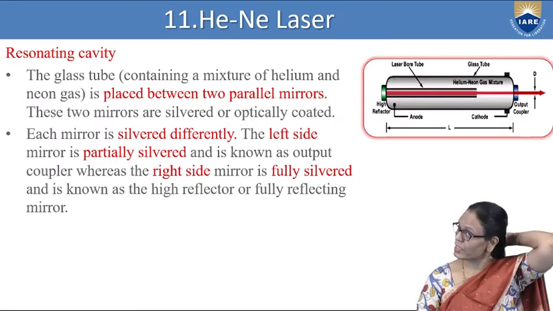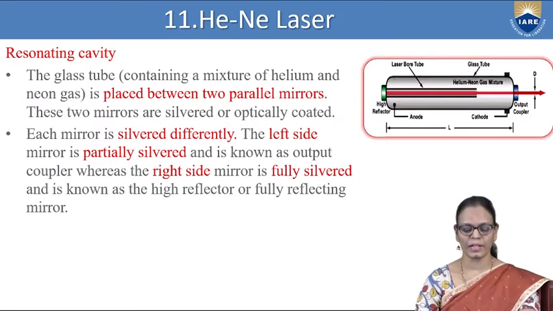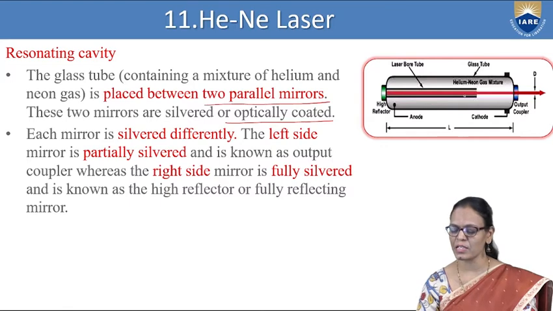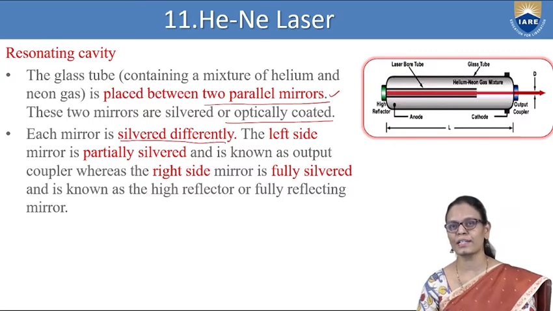Now coming to the resonating cavity. The glass tube containing a mixture of helium and neon gas is placed between two parallel mirrors. And these mirrors are coated. They are silvered or optically coated. So the tube in which we have the gas is placed in between two parallel mirrors, and each mirror is silvered differently. One is partially silvered and the other is fully silvered. So the partially silvered mirror will start reflecting, and also the fully silvered one, but from the partially silvered one we get the laser out.